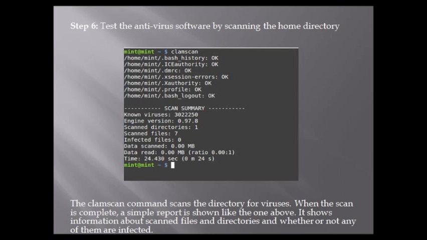Once the installation was complete, I tested the antivirus software by typing in the command that you see here, clamscan, and what it did was it scanned the home directory for viruses. When the scan was complete, a simple report was shown like the one you see here on the screen, and it just shows information about scanned files and directories and whether or not any of them are infected.